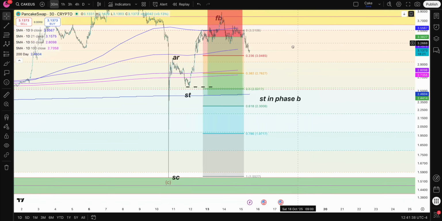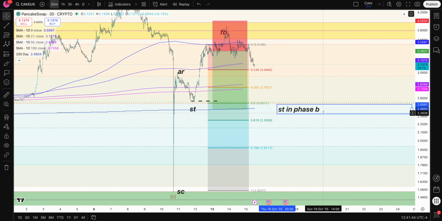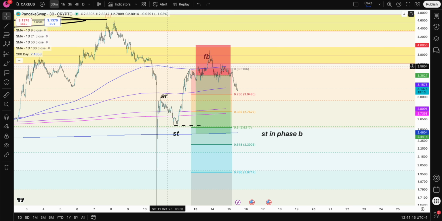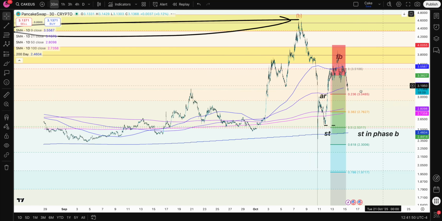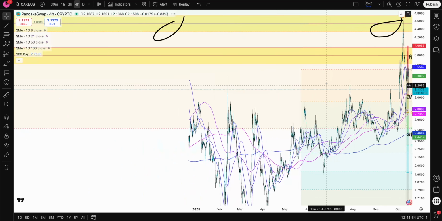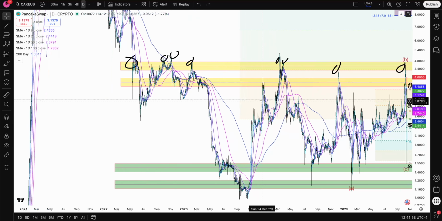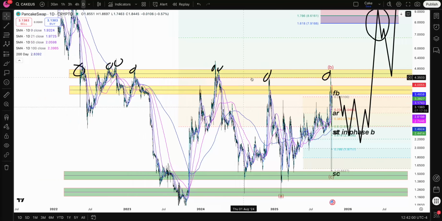In order to negate the possibility of this wick fill or this move down for our secondary test in phase B, I would want to see a move back above this 9-day moving average at 355, which would prompt a move toward this high time frame supply. Like I said, the same supply that we've used about 8 times in the past, right around here.